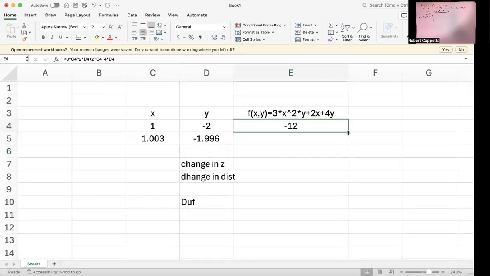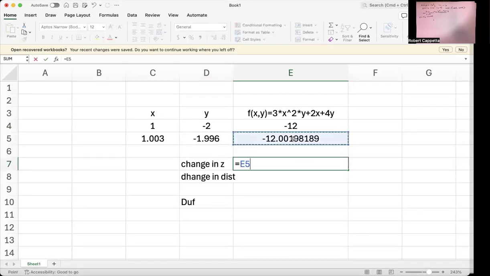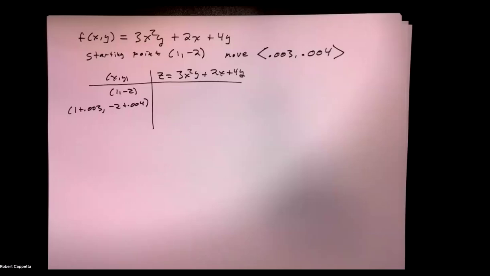So now if I plug that into the function f, I get this. Notice very, very close to negative 12. So the change in z would be the second z minus the first z. Let me fix my spelling of change here. And let's talk about our change in distance. What will that be? What's our change in distance?